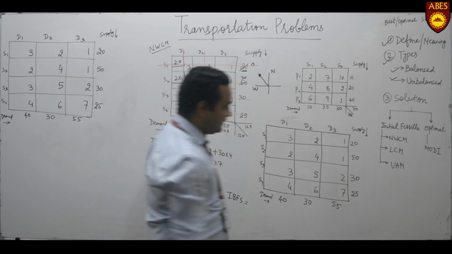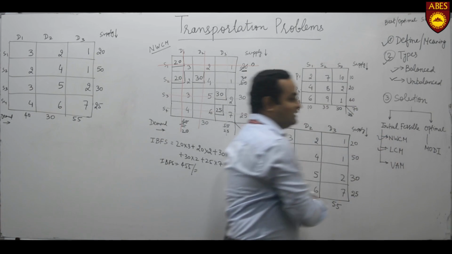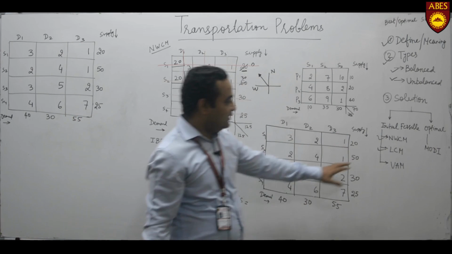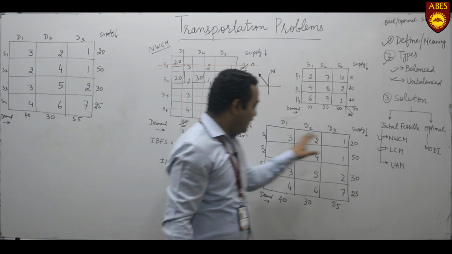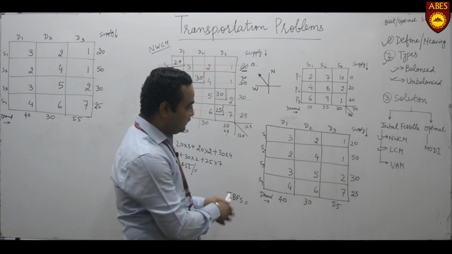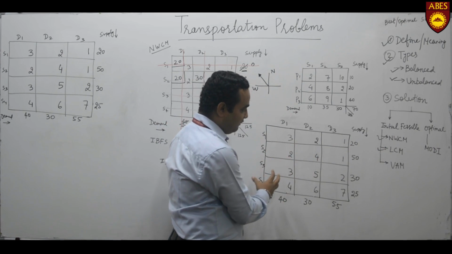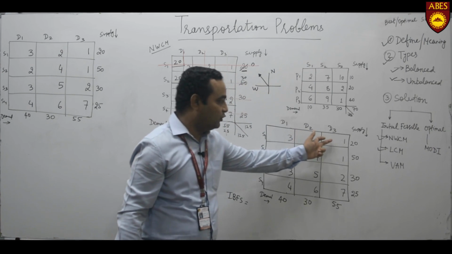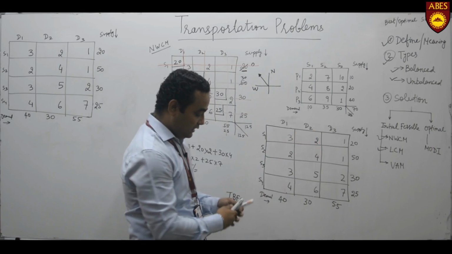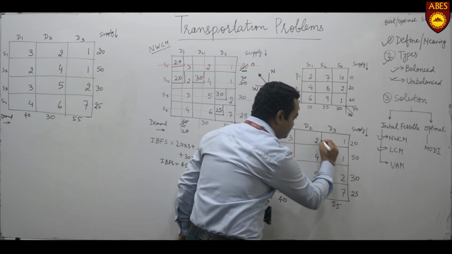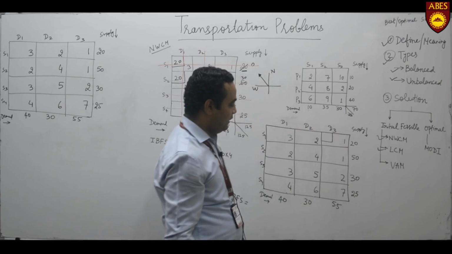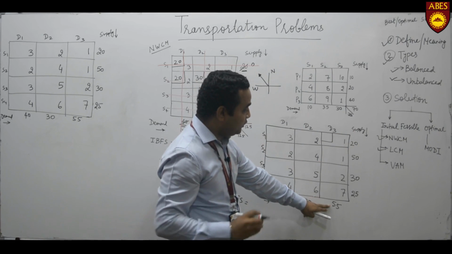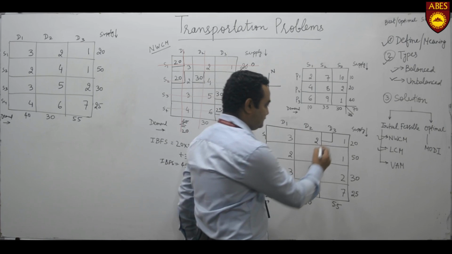Now go for the second method, the LCM, least cost method. In this method, we have to use the least values of the matrix. So first identify the least value, which is 1 and 1. We can take either this one or this one. Now I take this one. Again supply is 20 and demand is 55, so we put the minimum value, that is 20.